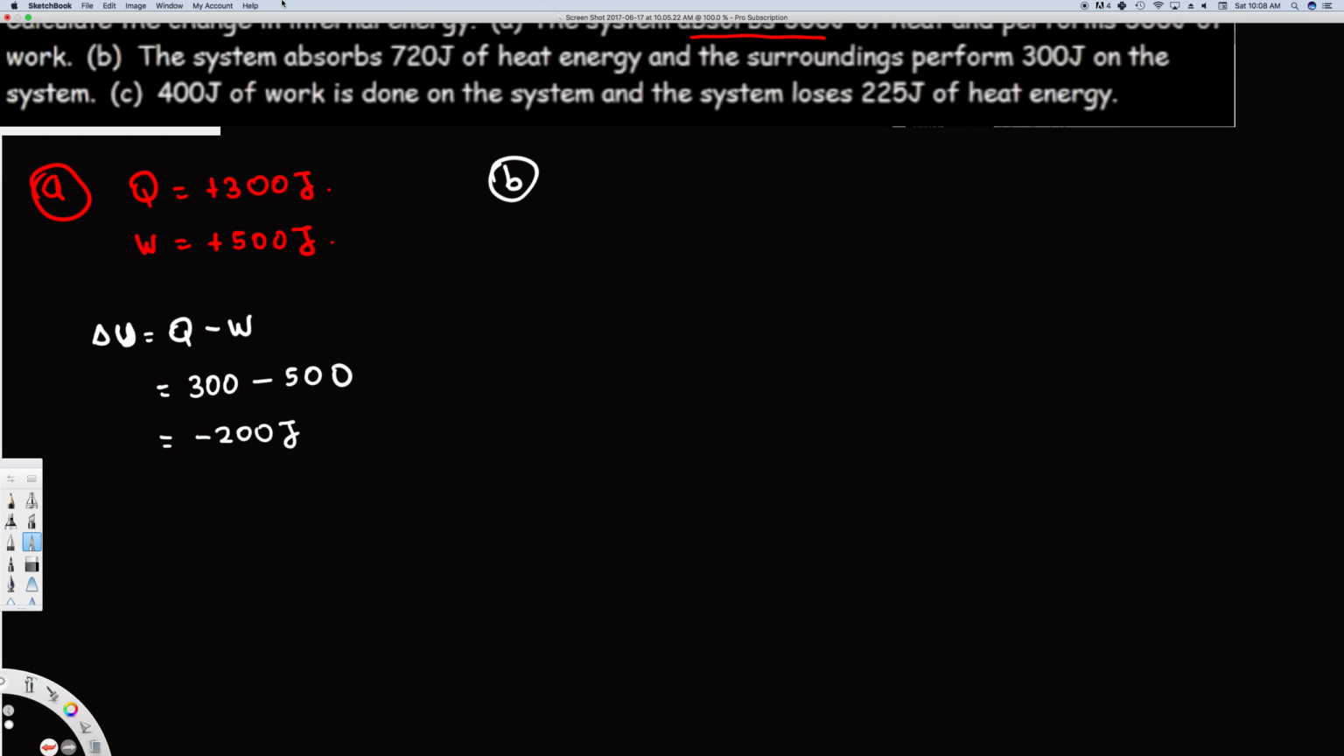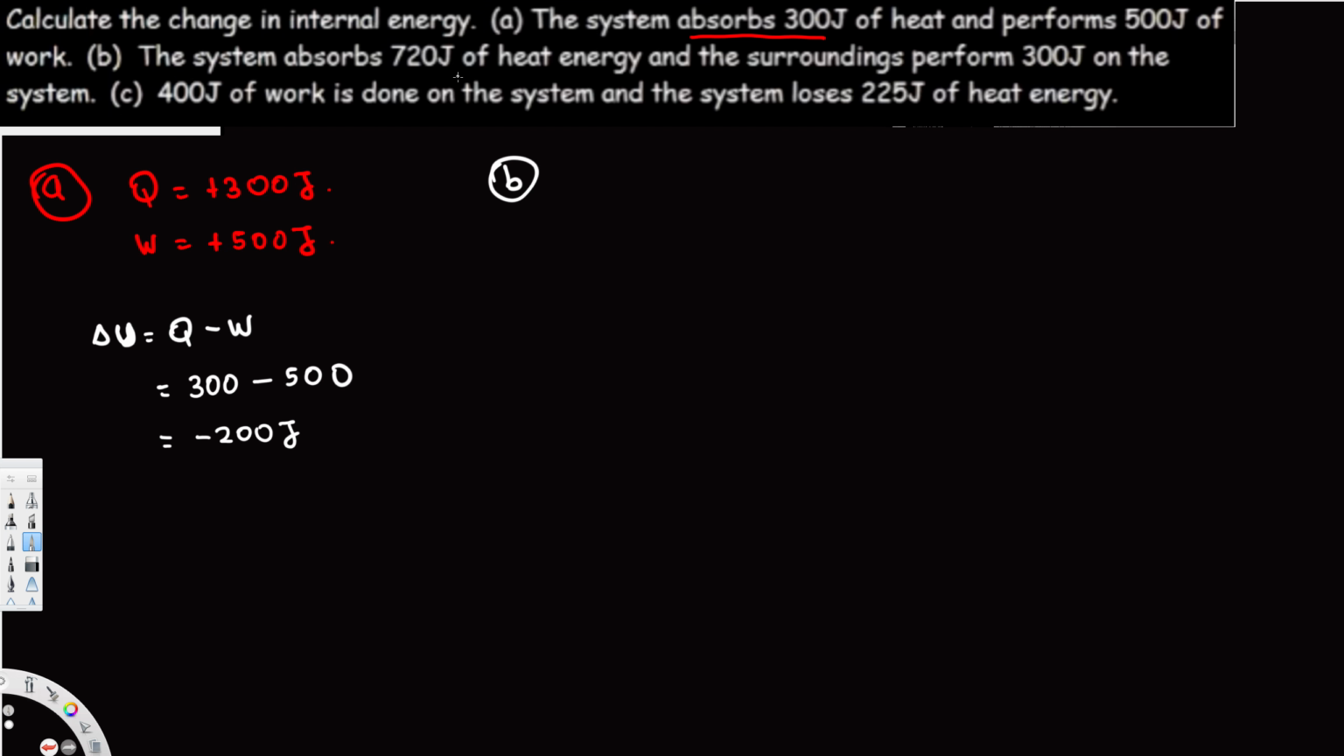Part B says the system absorbs 720 joules of heat. Again, it absorbs, so absorbs means positive. So Q is equal to plus 720 joules, and the surroundings perform 300 joules on the system. So work is done to the system. Before we looked at work done by the system, this is work done to the system. So the surroundings perform 300 joules, this is going to be negative. Work is going to be minus 300 joules.